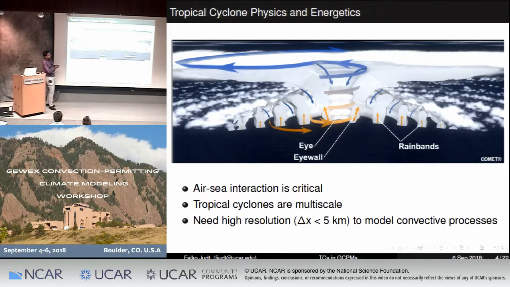So tropical cyclones are hundreds to 1,000 kilometers across, but all the action, all the energy release actually happens on convective scales. So they're a prime example of multi-scale weather systems. And we actually need high resolution, less than 5 kilometers, to really accurately model these processes. So again, tropical cyclones exist globally, but they're driven by convective processes which require high resolution. So they're very good examples for global convection permitting models.